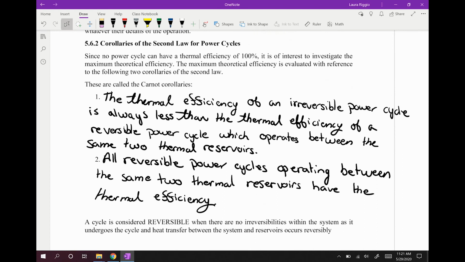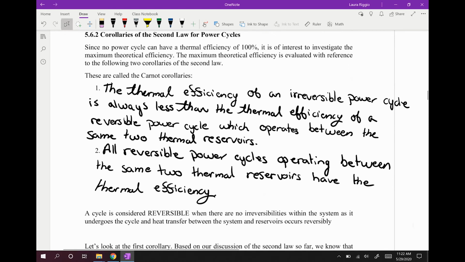So we have some corollaries to the second law for power cycles. Since no power cycle can have a thermal efficiency of 100%, it's of interest to investigate the maximum theoretical efficiency. The maximum theoretical efficiency is evaluated with reference to the following two corollaries. The thermal efficiency of an irreversible power cycle is always less than the thermal efficiency of a reversible power cycle, which operates between the same two thermal reservoirs. And all reversible power cycles operating between the same two thermal reservoirs have the same thermal efficiency.